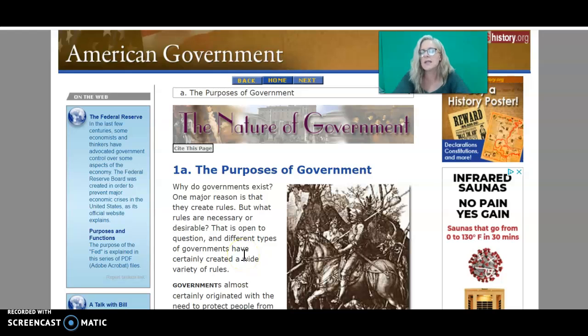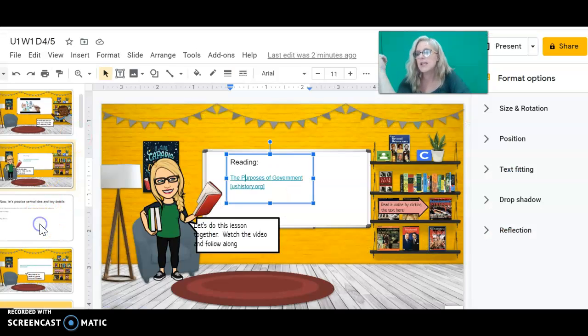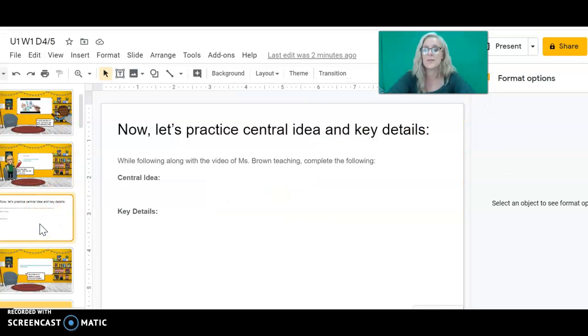So I found this article and we wanted to read it together. I want to backtrack and show you ahead what exactly we're doing. So if we go back to our slides, the very next slide is we are supposed to be practicing central idea and key details. So as you're reading this, I want you to think about what is the big idea, what is the central idea. If I could summarize this whole thing in one sentence, what would it be? And then let's find some key details to it.